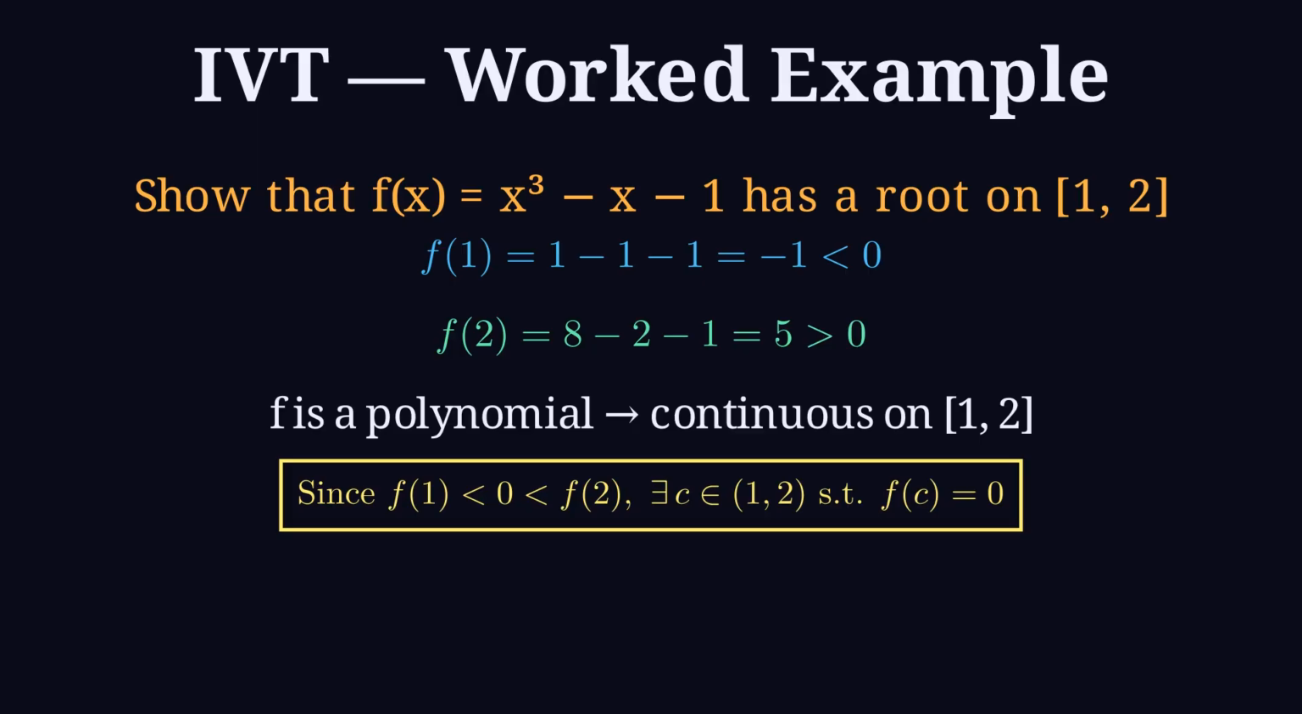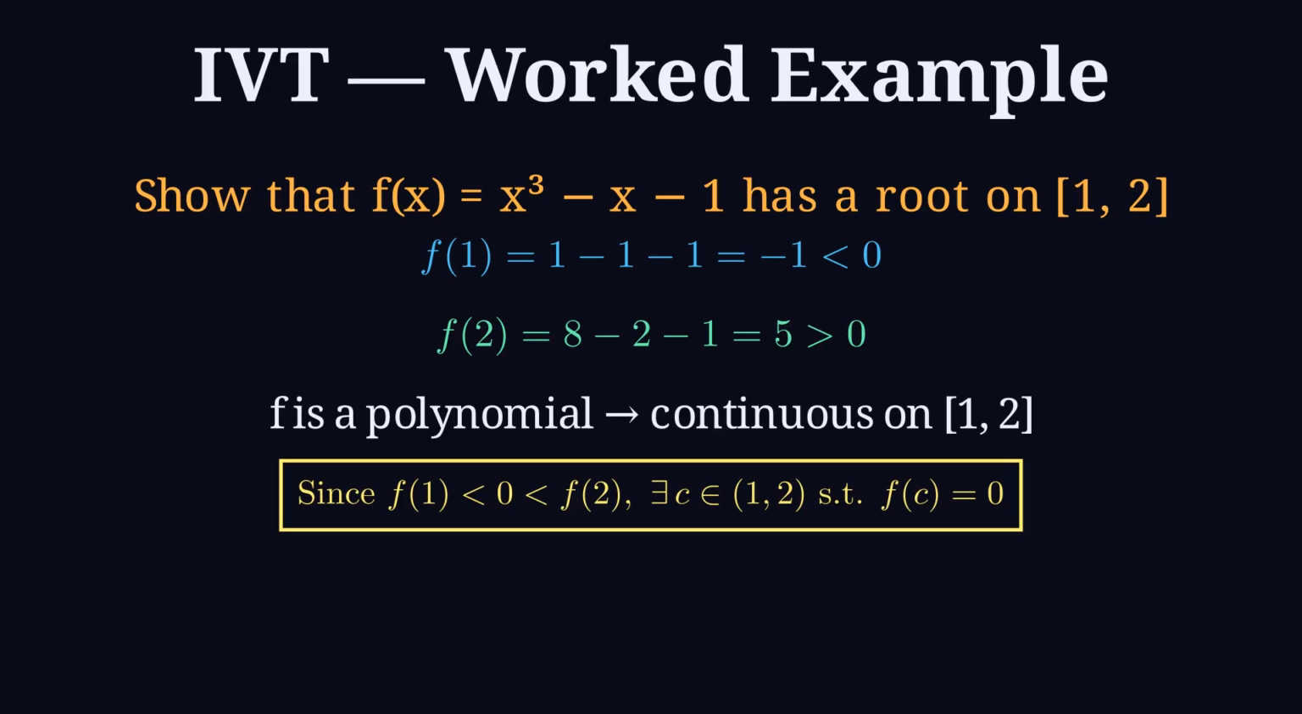The intermediate value theorem is one of the first major theorems of the course. If f is continuous on the closed interval [a, b] and k is any value strictly between f(a) and f(b), then there must exist at least one value c in the open interval (a, b) such that f(c) equals k. In plain English, a continuous function cannot skip over values. If it starts at one height and ends at another, it must pass through every height in between.